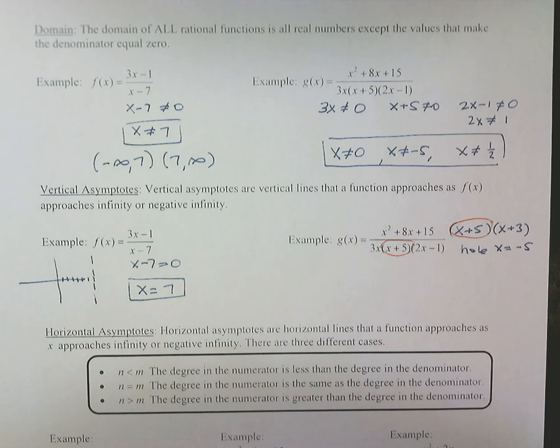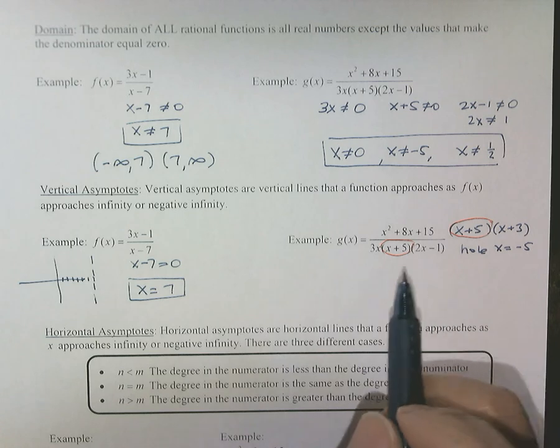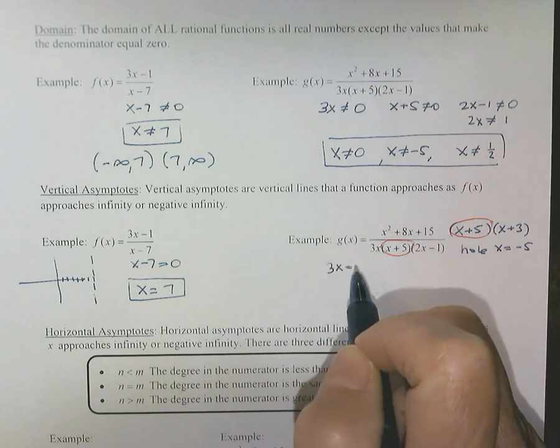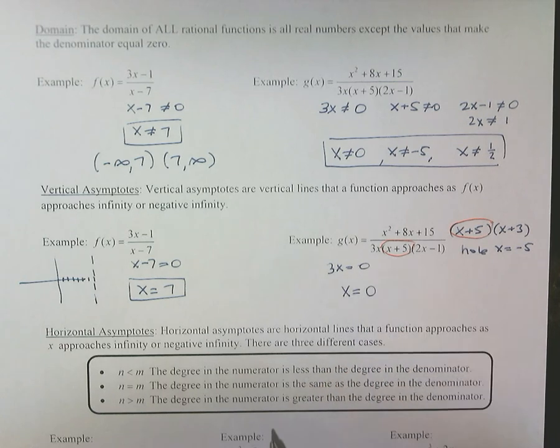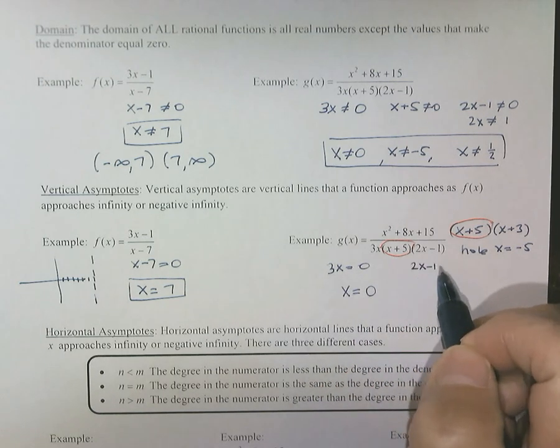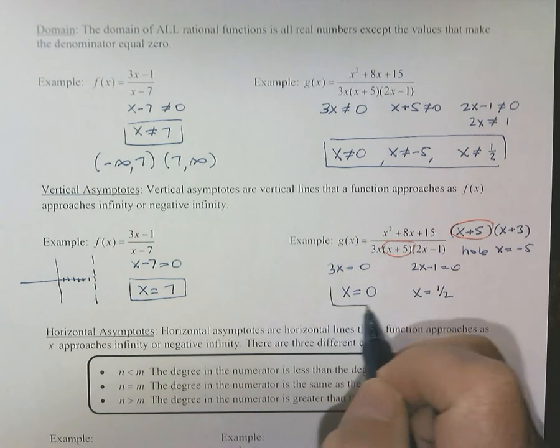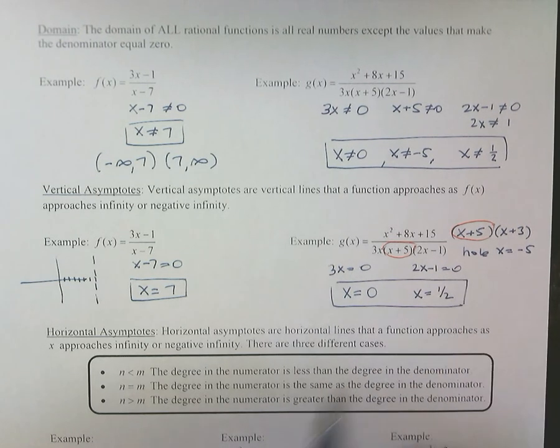You may or may not have gotten this in Algebra 2. If you go on higher in math, you'll learn more about this as well. So my only vertical asymptotes are going to be from this 3x equals 0. So I get x equals 0, and this 2x minus 1 equals 0. So I get x is equal to 1/2. This one has 2 vertical asymptotes.